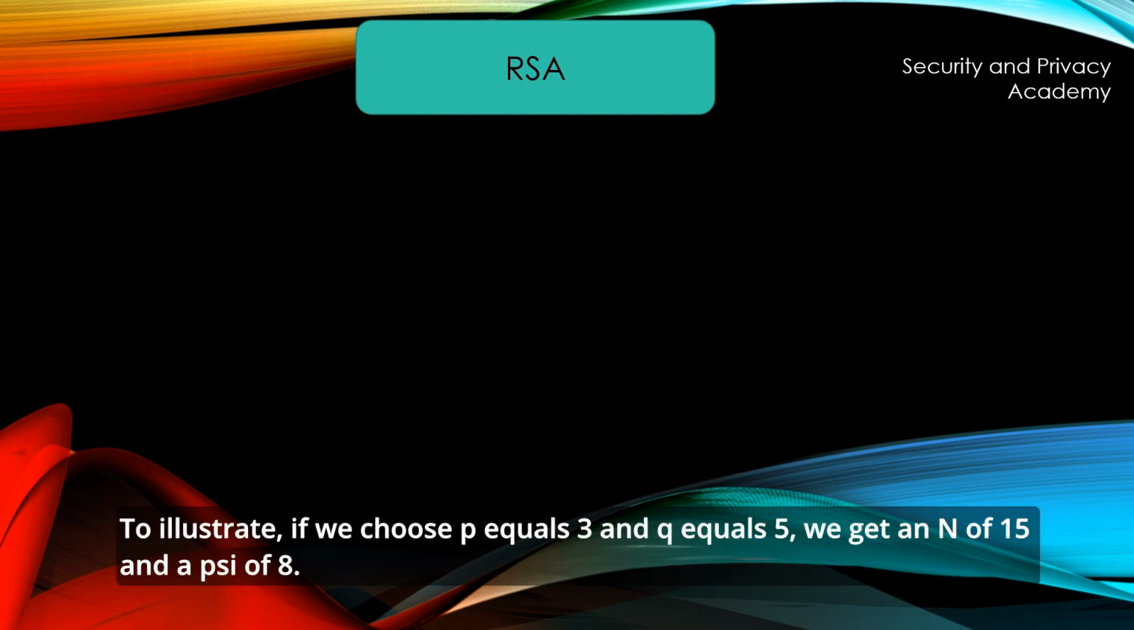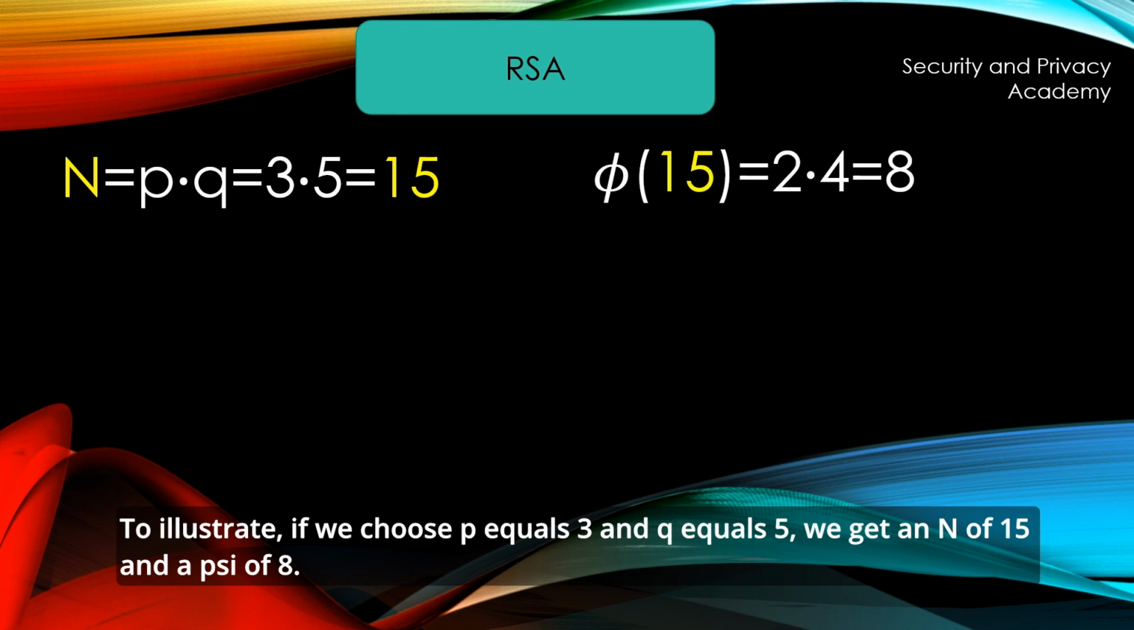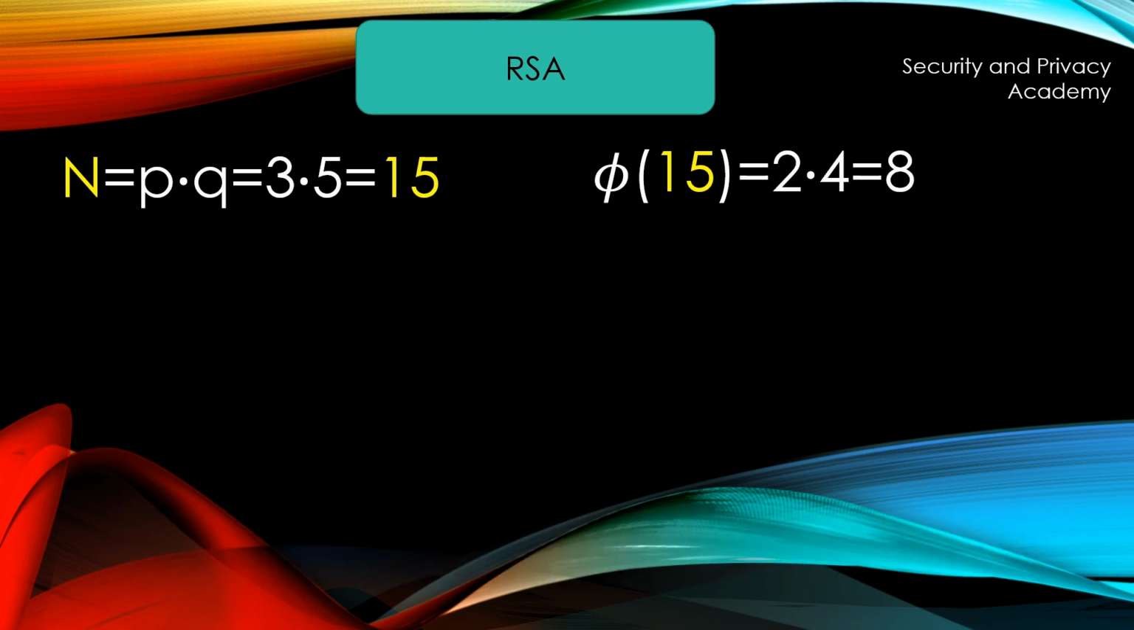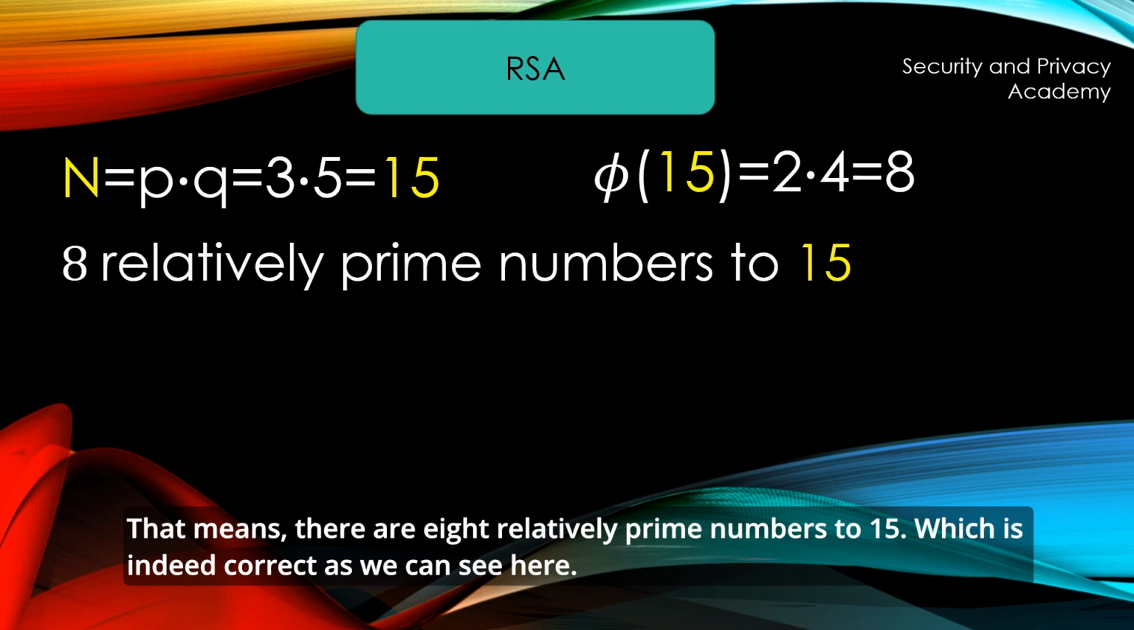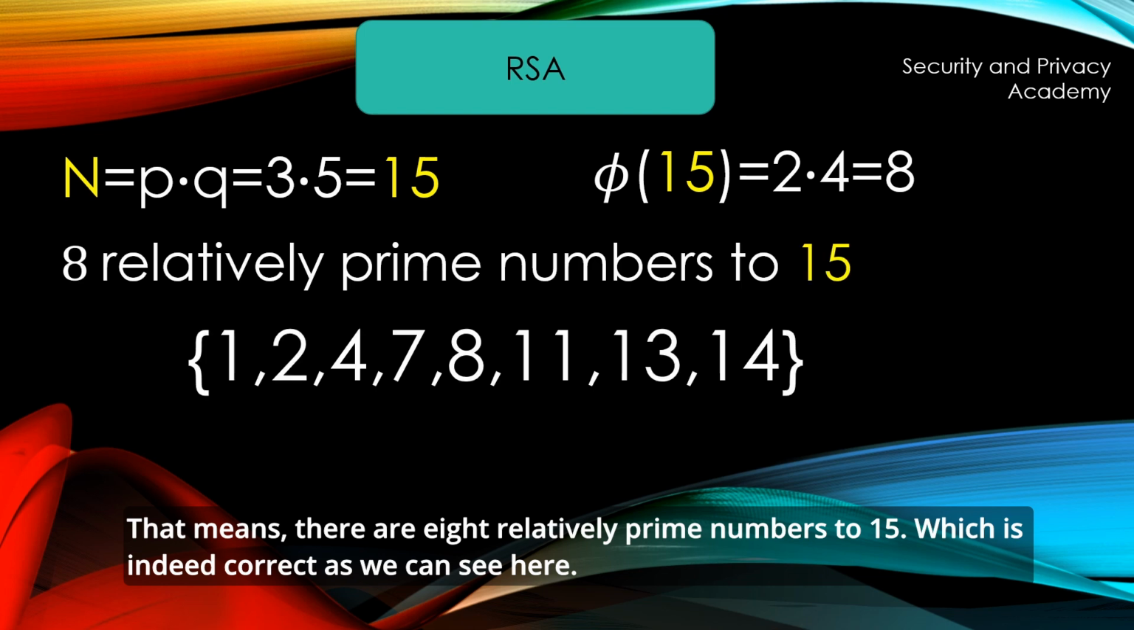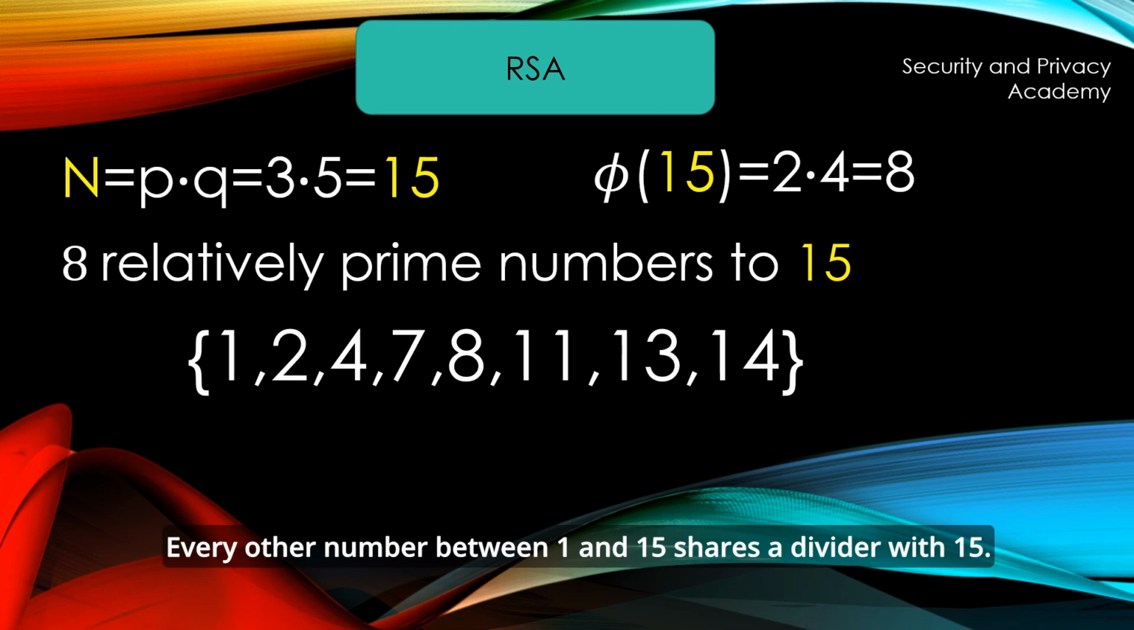To illustrate, if we choose p equals 3 and q equals 5, we get an n of 15 and a psi of n of 8. That means that there are 8 relatively prime numbers to 15, which is indeed correct, as we can see here. Every other number between 1 and 15 shares a divider with 15.